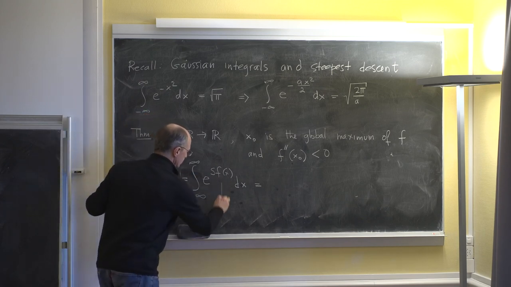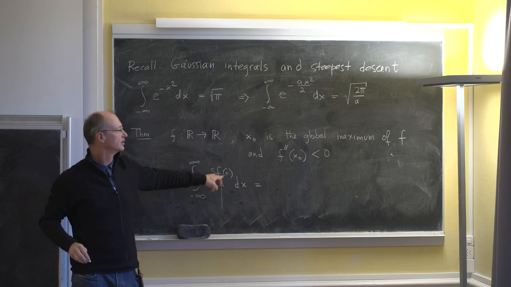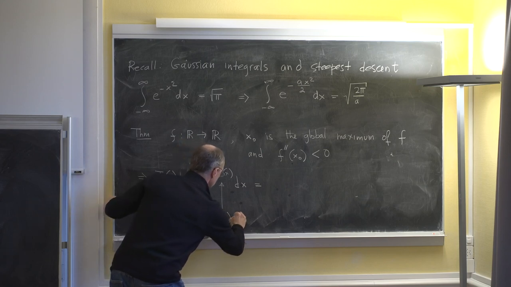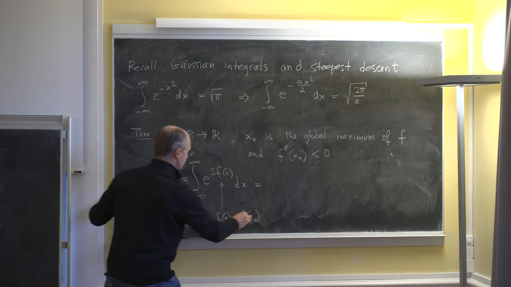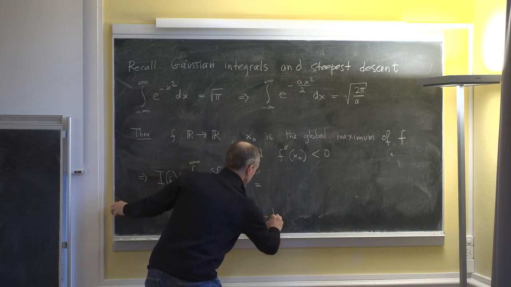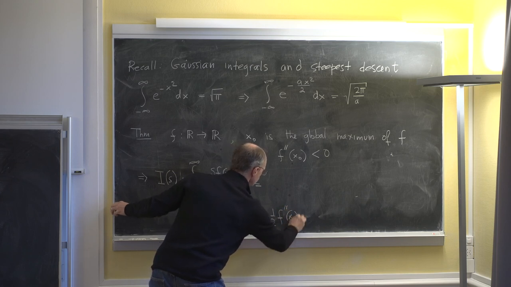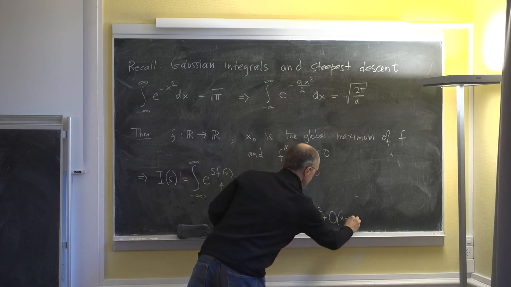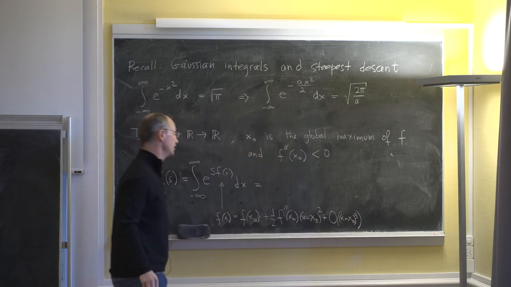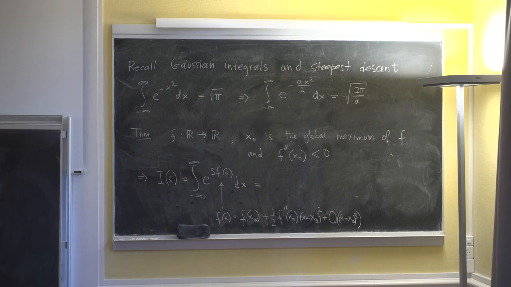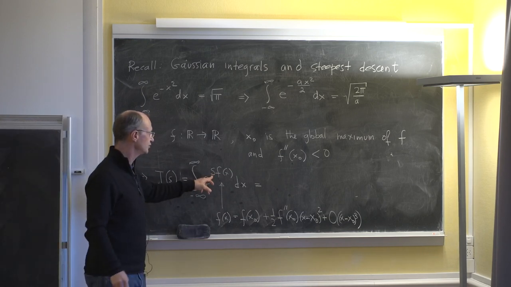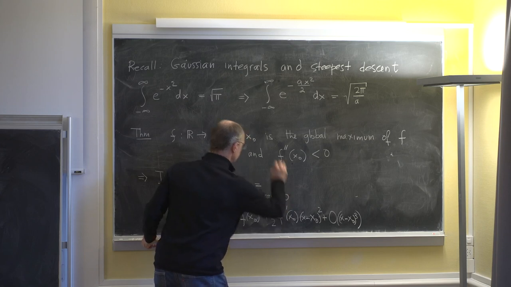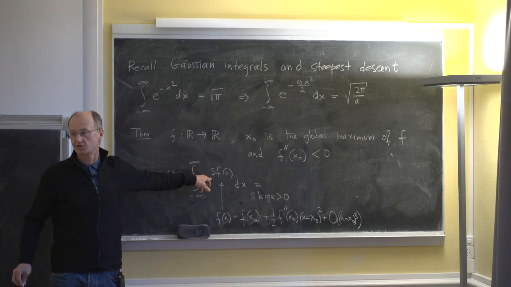So how does f of x look like near the point of the maximum? So it is equal to f of x0 plus 1/2 f double prime of x0 times x minus x0 squared plus, according to the asymptotic Taylor expansion, plus something which is O of x minus x naught cubed. So now we'll be assuming that the parameter s is large and positive.